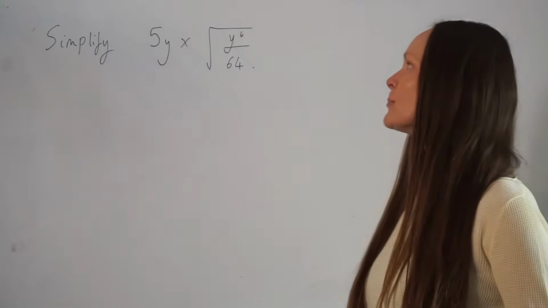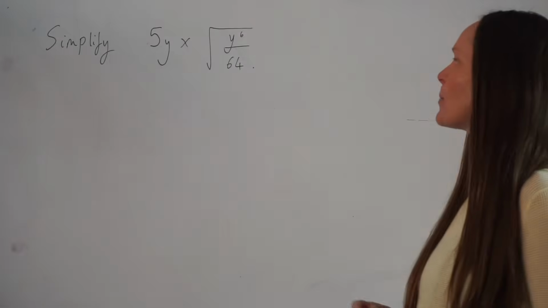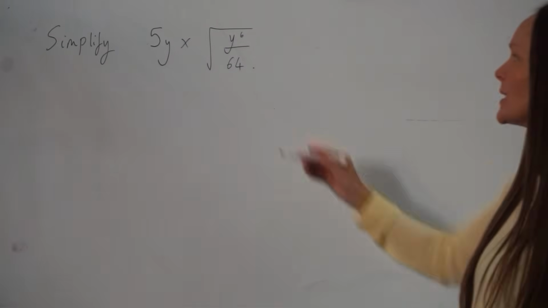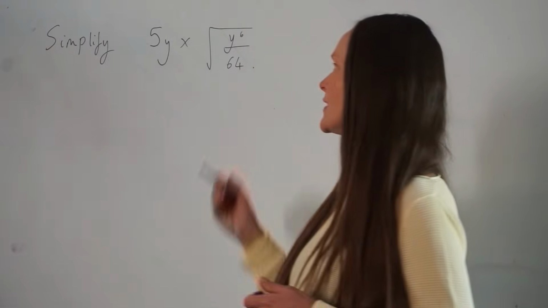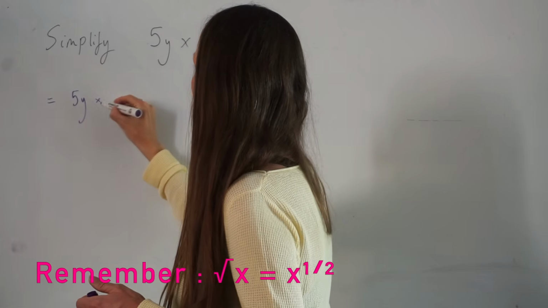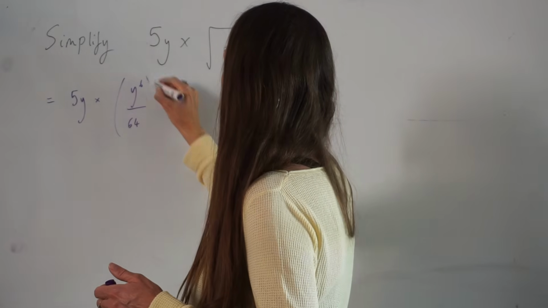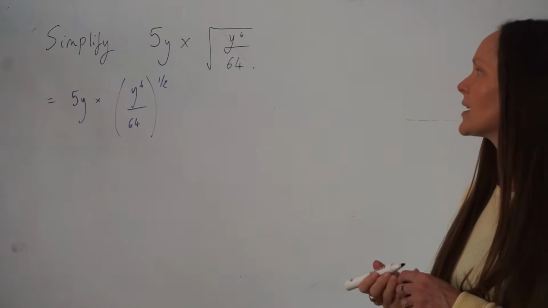I'm going to show you how to simplify 5y multiplied by the square root of y to the power of 6, divided by 64. So the first thing I'm going to do is replace the square root symbol as raising to the power of half instead, as it's the same thing, and it will help us avoid a common mistake, which is when students try to square root this power here at the beginning, which would be incorrect.